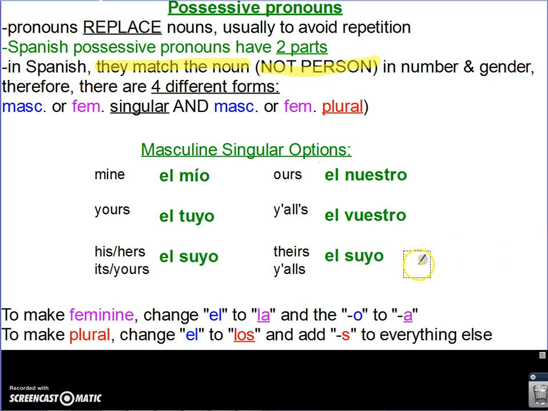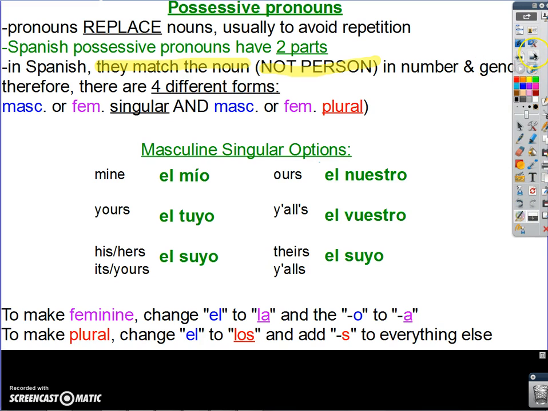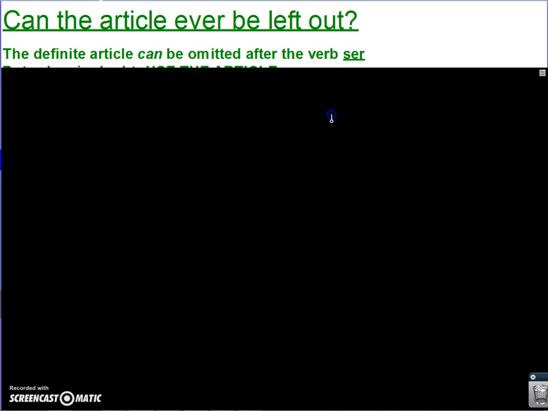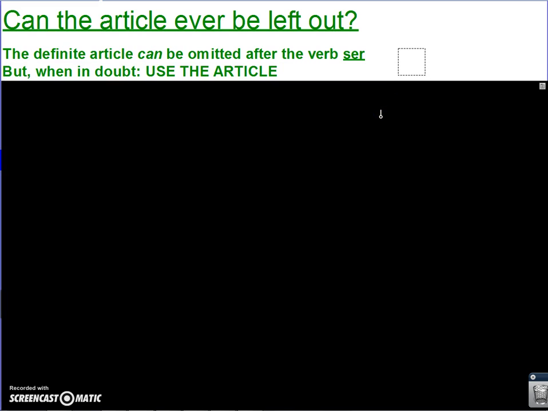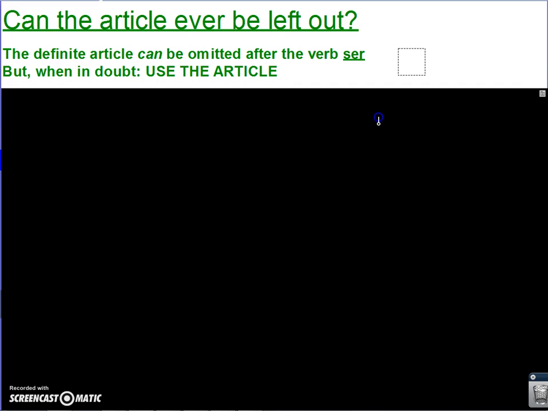And I've got one more thing to say about possessive pronouns before we're done. I have students ask me, can the article ever be left out? We just saw on the previous screen that you need el, la, los, or las in front of your possessive pronouns. And I said that was important. Here's the deal. The definite article can be omitted or left out if you use it after ser. But if you're ever in doubt, use the article. It will always be acceptable to have the article, but most of the time you will be counted off if you don't include the el, la, los, or las.